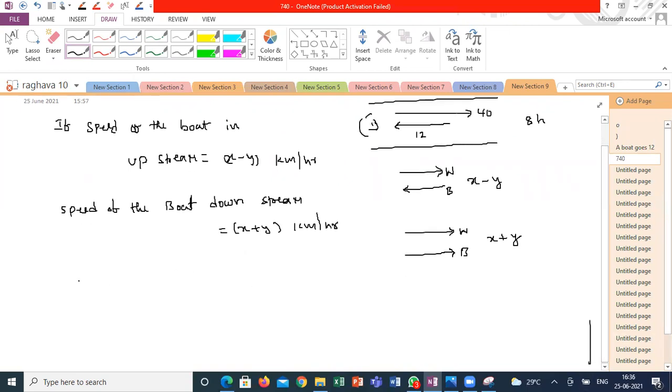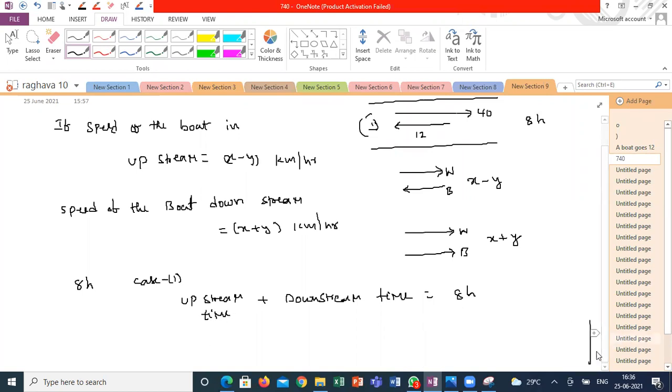Total time traveled is 8 hours. In case one, upstream time plus downstream time is equal to 8 hours. Time is distance by velocity.